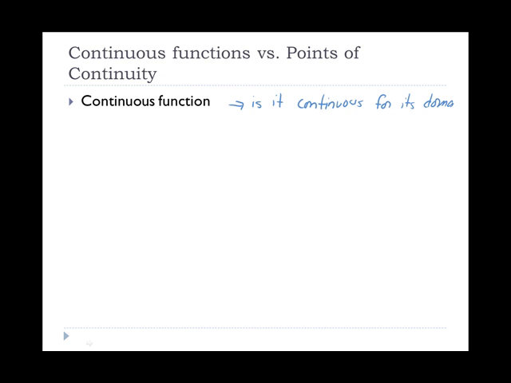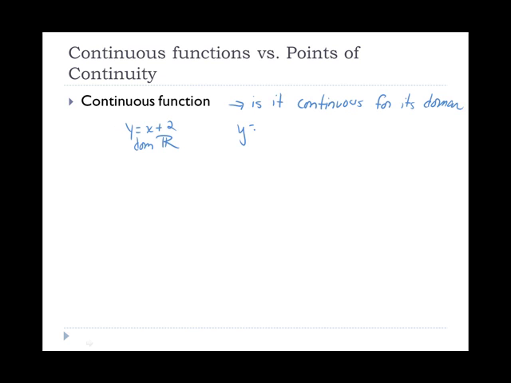Because each function has its own domain. For example, y equals x plus 2 is a line. Its domain is all reals. So if I ask you, is this a continuous function, I want to know that for every single x on the number line, is this function continuous?